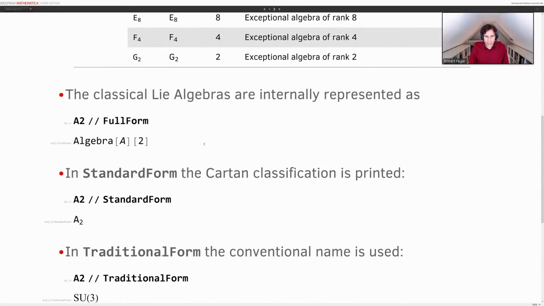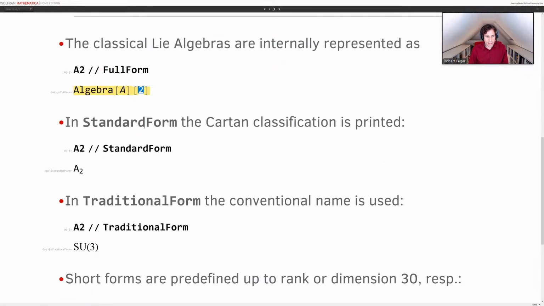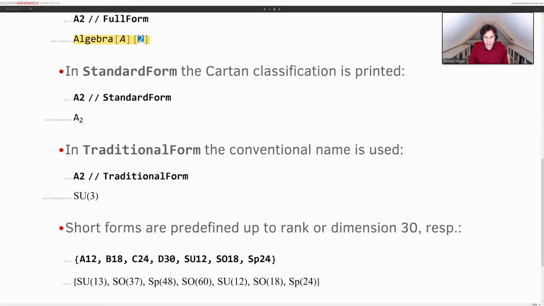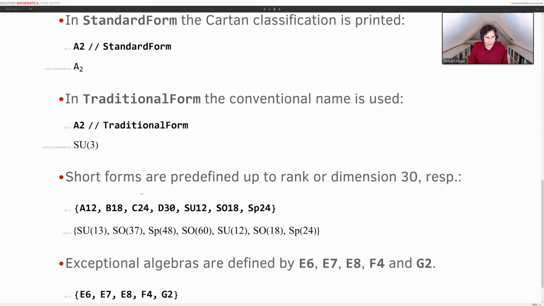So how to enter the Lie algebras? Internally, the Lie algebras are represented by this head, this combined head of algebra, with the algebra class here, A, B, C, D, and the rank, which is A2. This is now for SU3. In standard form, the Cartan classification is printed, so A sub 2. In traditional form, the conventional name is used, so the SU3 that we used all the time right now.